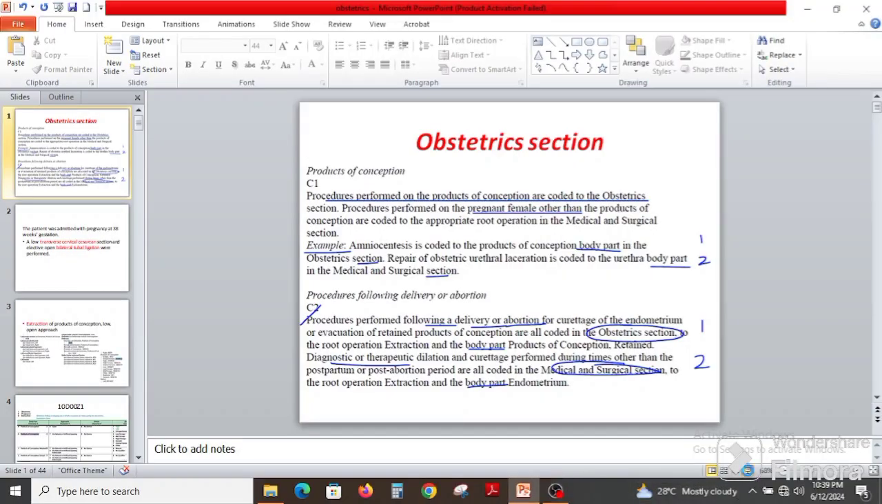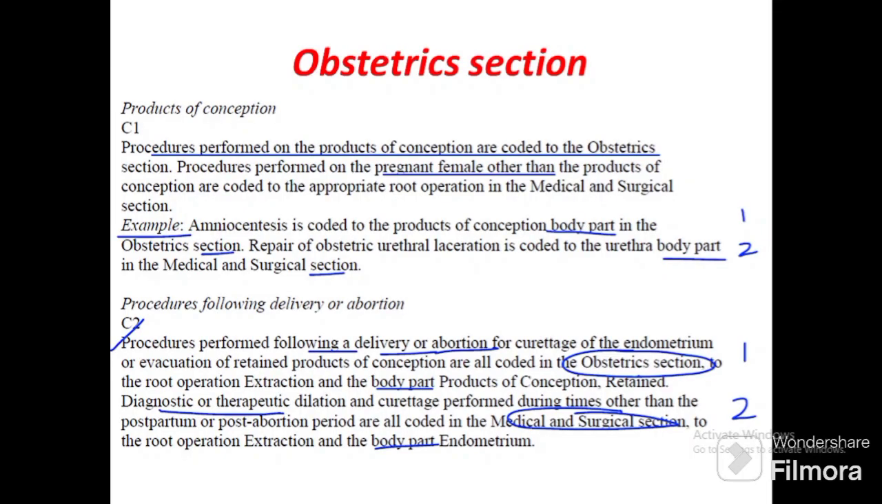In this video, we are going to learn about inpatient coding of charts from the obstetrics section. To begin with, the procedures performed on the products of conception are coded to the obstetrics section. But the procedures performed on pregnant females, that is on the mothers, are coded to the root operation in the medical and surgical section. For example, amniocentesis is coded to products of conception, but the repair of any lacerations is coded to the medical and surgical section.